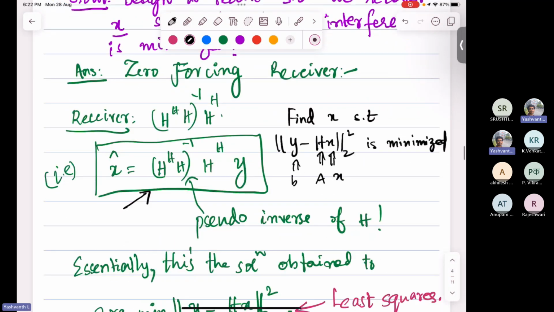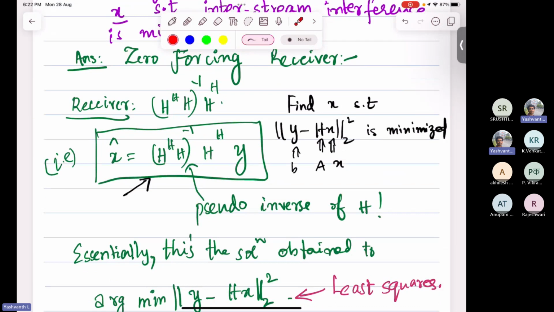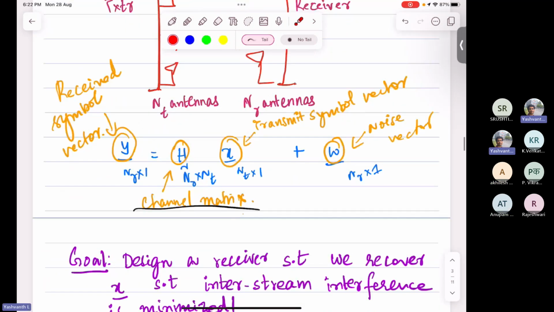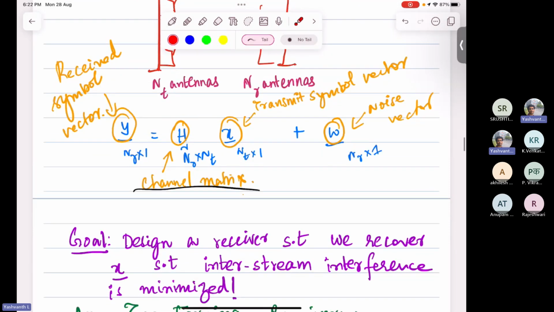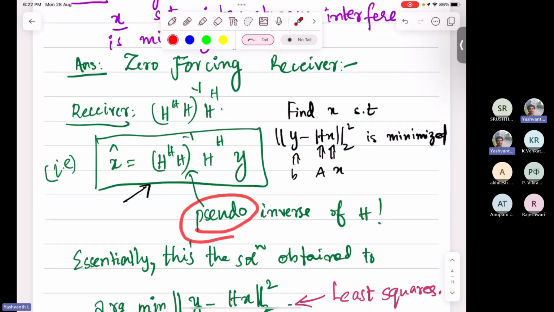Okay. So this particular matrix, (H Hermitian H) the whole inverse, H Hermitian, is called the pseudo inverse of H. That is, it's a proxy because H is not invertible. Can anyone tell why H is not invertible? Rectangular. Correct. One reason is it's a rectangular matrix. Inverse doesn't exist for a rectangular matrix. That itself is sufficient to tell that the inverse does not exist. So the proxy for the inverse is called the pseudo inverse. That's why it's called pseudo inverse.